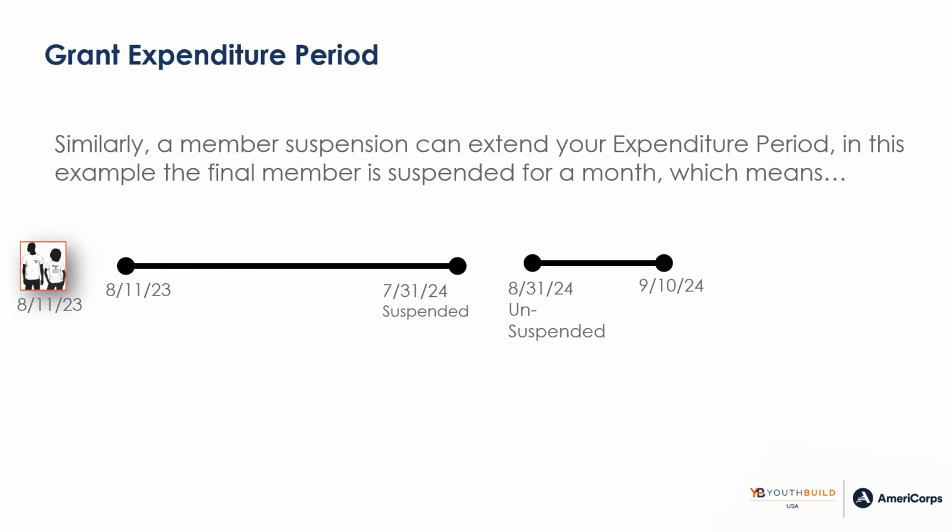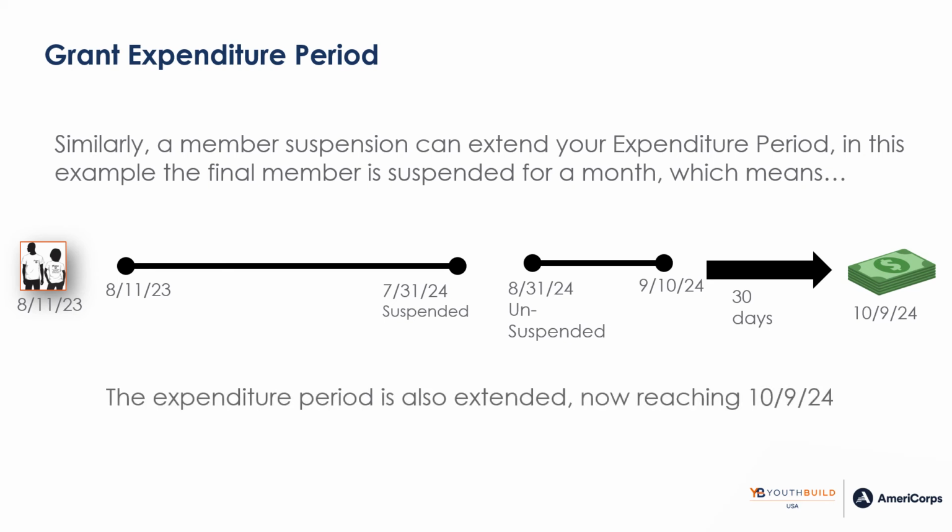Just like how suspensions can extend a member service year, they can also extend our grant expenditure period. In this example, our August 11th, 2023 members are suspended for a month during their service. This means that their exit date is pushed back a month as well, which in turn extends our grant expenditure period a month as well to October 9th, 2024.